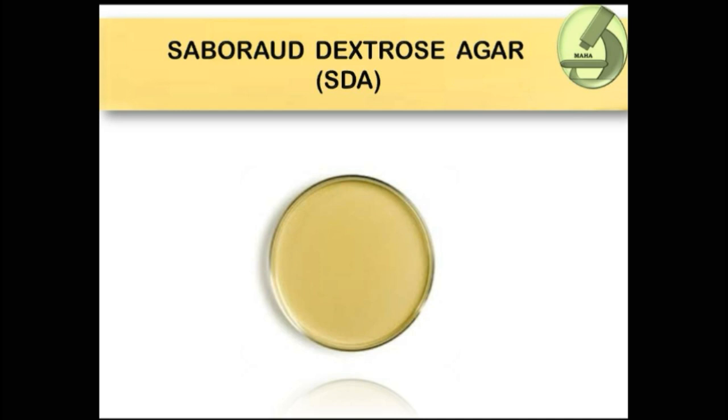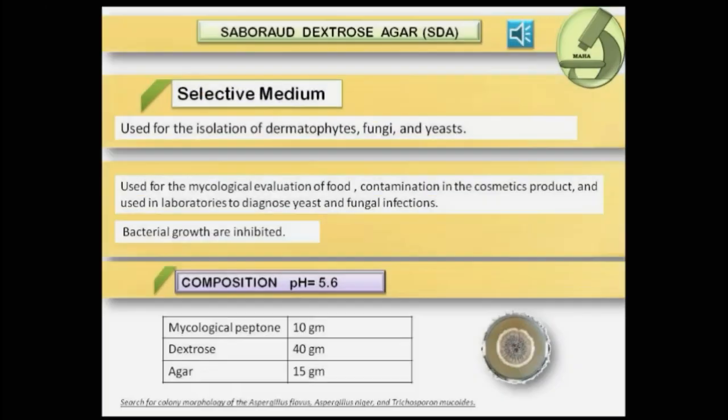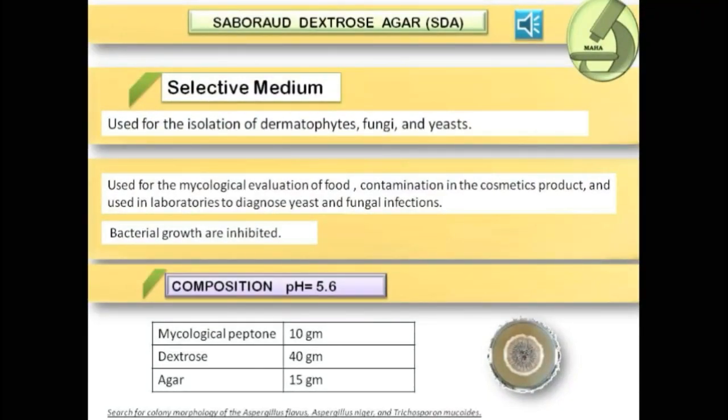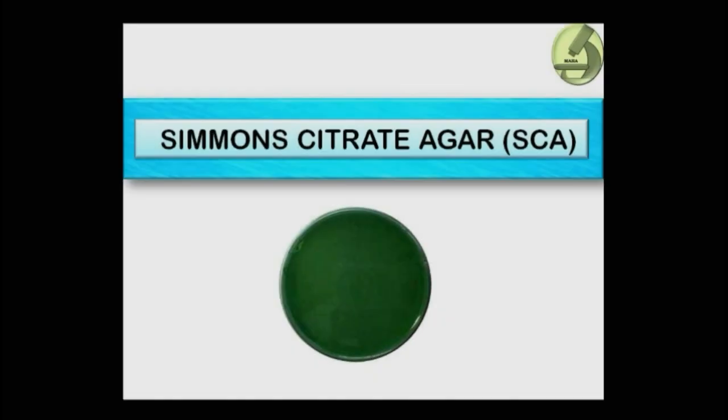Sabouraud dextrose agar. It is a selective medium for the isolation of dermatophytes, fungi, and yeast. The growth of bacteria is inhibited by the addition of tetracycline, chloramphenicol, and gentamicin. But filamentous bacteria can grow, such as Nocardia.